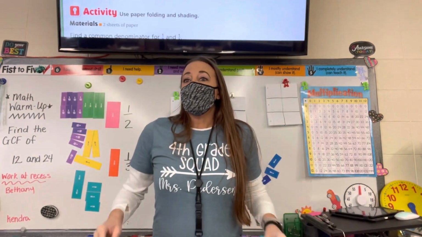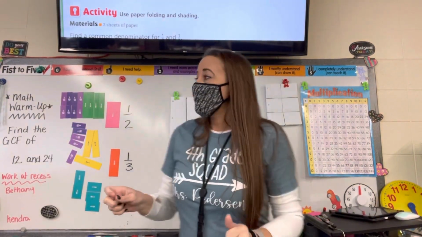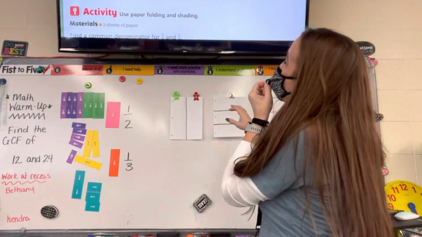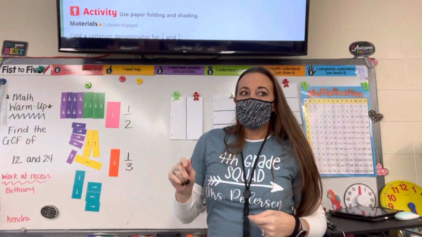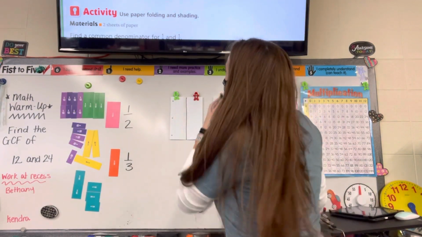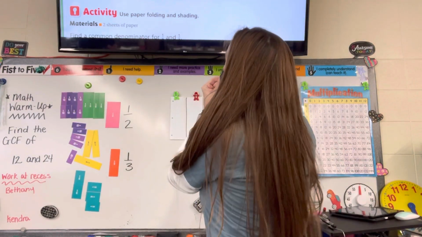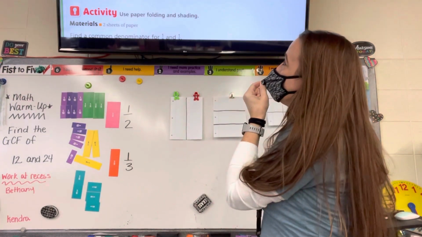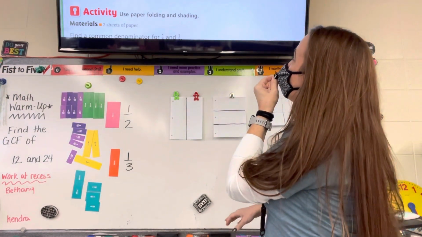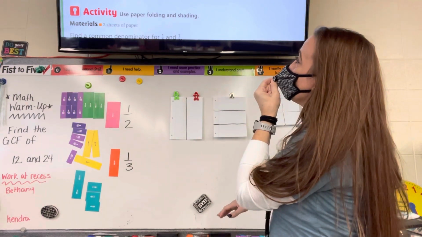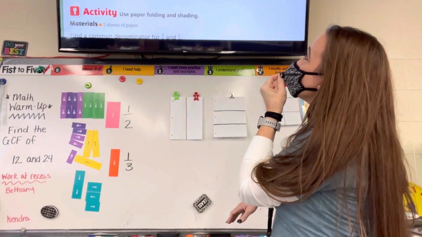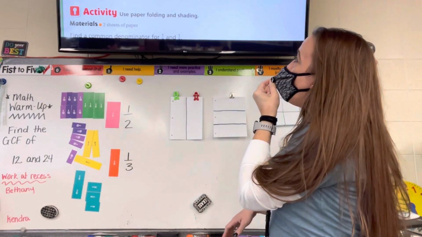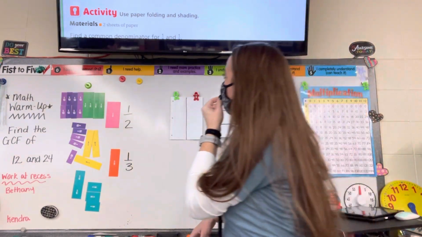Today we're talking about common denominators. We're starting with lesson 6.4. It says, Martin has two rectangles that are the same size. One rectangle is cut into half-size parts. The other rectangle is cut into third-size parts. He wants to cut the rectangles so they have the same size parts. How can he cut each rectangle?